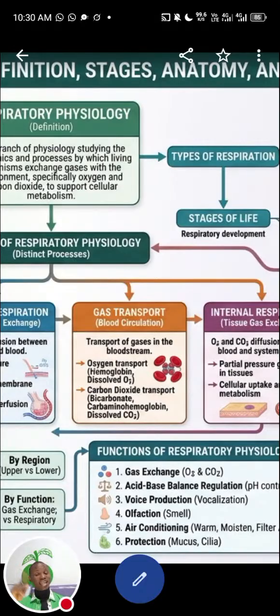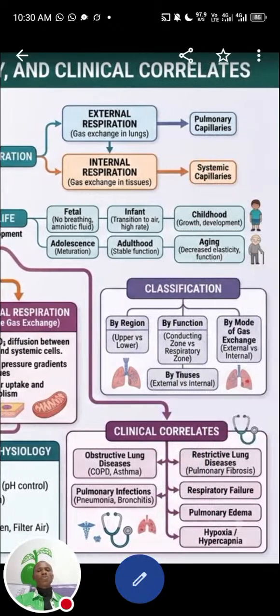All right, next one we look at is the types. We say internal and external. That's when we talk about pulmonary and systemic. External is pulmonary, internal is systemic. Internal respiration is gas exchange between tissues. External respiration is gas exchange in the lungs. You see. All right, I'm making progress. And then function of respiration.